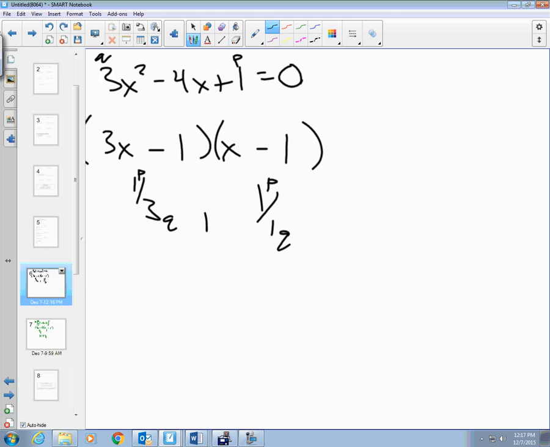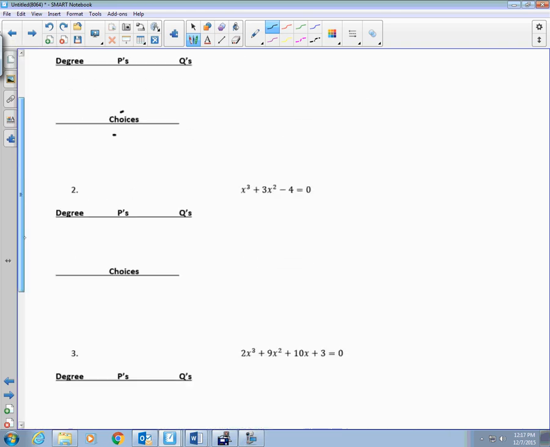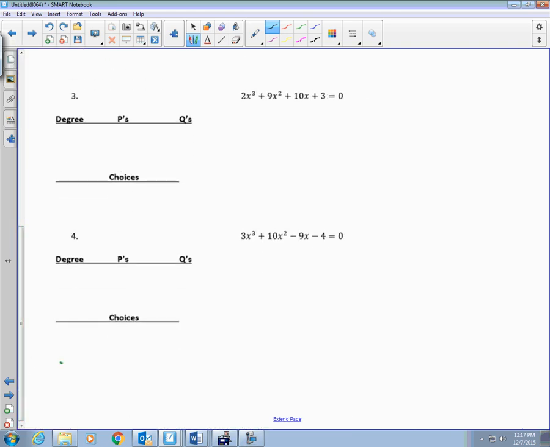And so again, this is our example right here. What degree is this polynomial? So therefore, we choose our p's and our q's. P's are factors of the last number, 1 and 3. Q's are factors of the front one, 1 and 2. So as we list our choices, we have to take each one of the p's and divide it by each one of the q's.